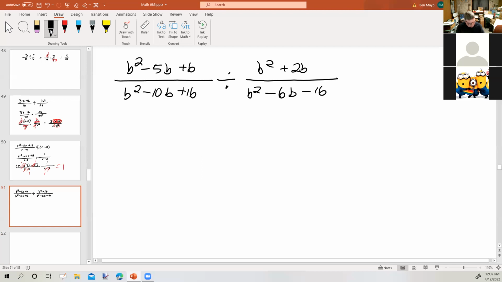What are we going to do first? Flip the second term. And change it to multiplication. Okay. Yeah. So dividing by a number is multiplying by its reciprocal. So don't just flip it. You have to change the operation as well. Okay. All right.